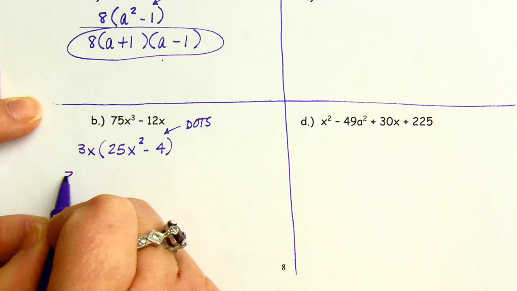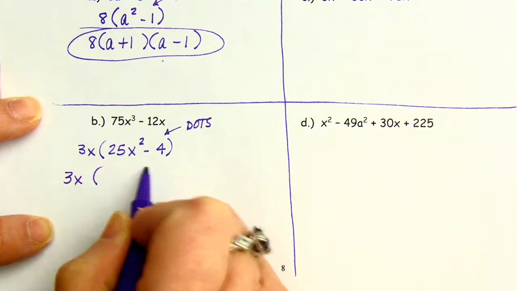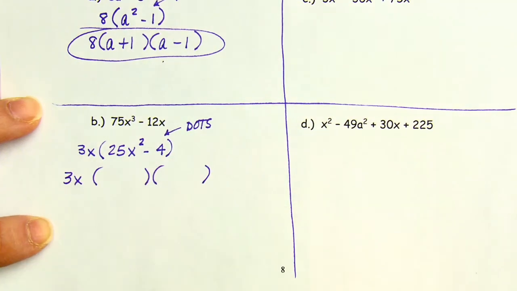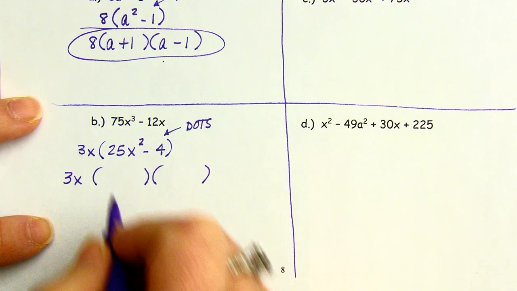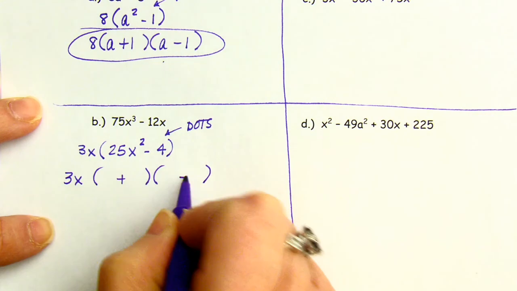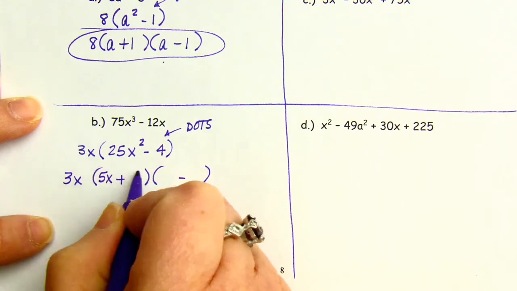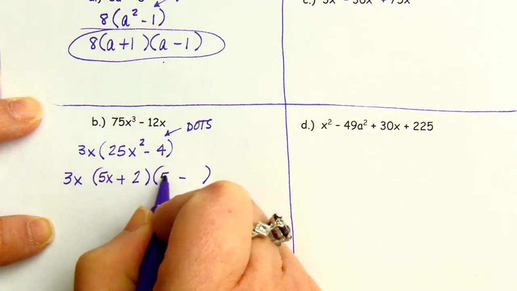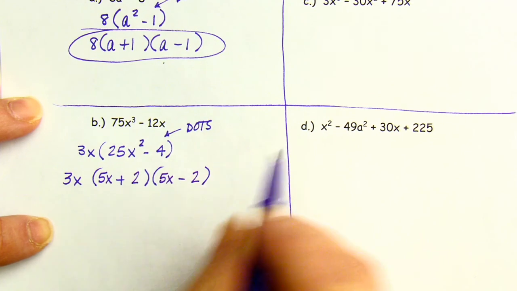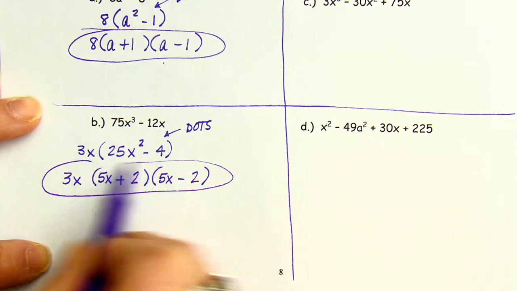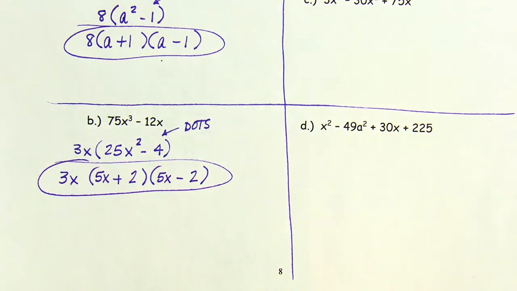The 3x stays, and now I'm going to break down my difference of two squares. Remember, that's always a plus b times a minus b. Take the square root of this, you get 5x. Take the square root of 4, you get 2. So that's 5x, and that's 2 as well. 2 and 5 are both prime. There are no other common factors that I could remove.